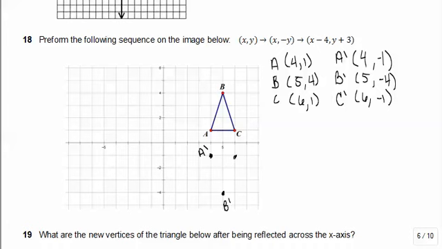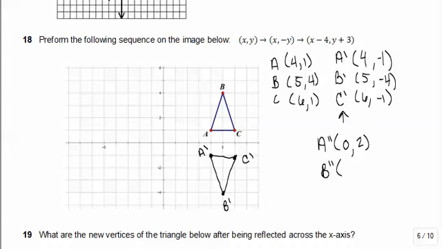B prime. And C prime. And then for the next one, I'm going to take these new ones and subtract 4 from my x and add 3 to my y. So A double prime, 4 minus 4 is 0. Negative 1 plus 3 is 2.